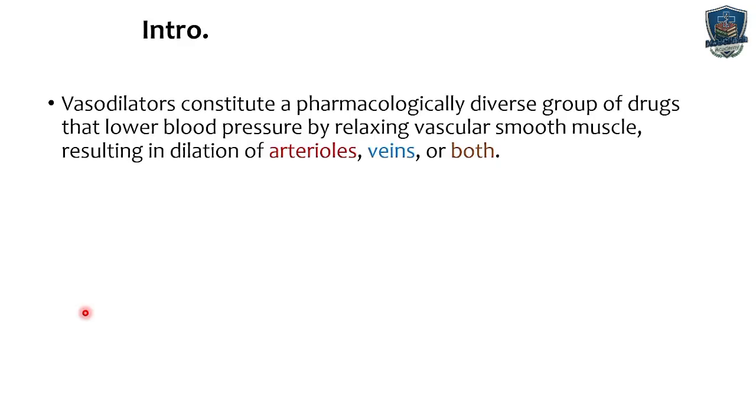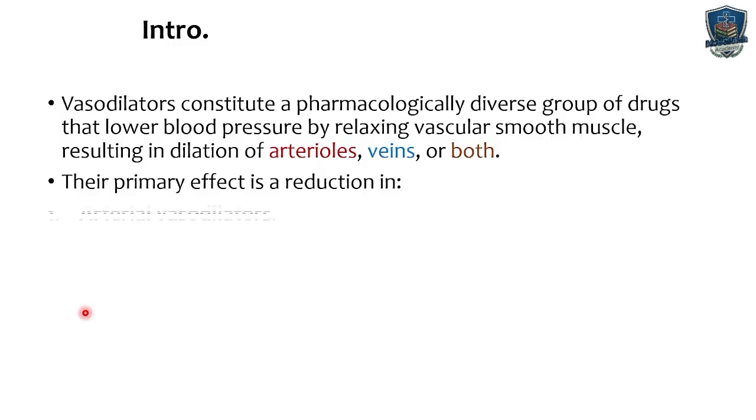There are some drugs that really work on dilating the arteries, while others work on dilating the veins, and others work on both. So we're going to look at the drugs that dilate the arteries, those that dilate the veins, and those that dilate both. The primary effect is a reduction in... Let's now look first at those drugs that are effective for arterial vasodilation. So we're going to look at arterial vasodilators.